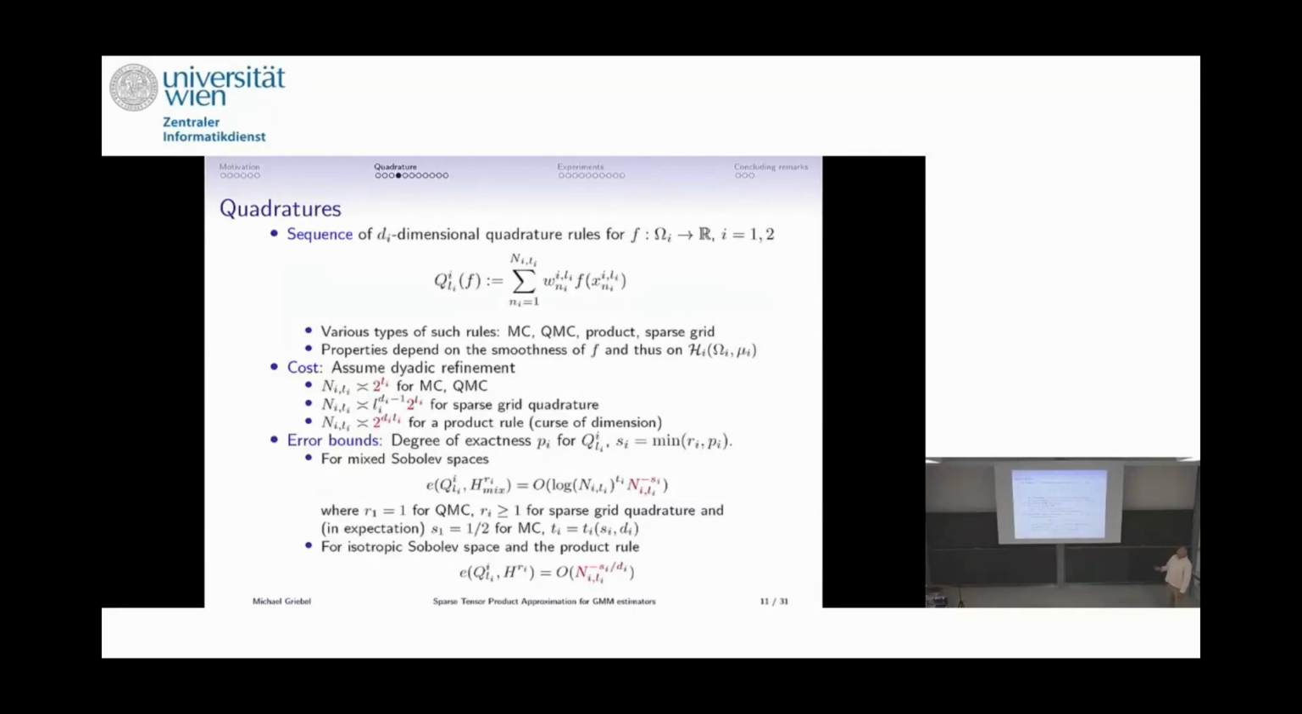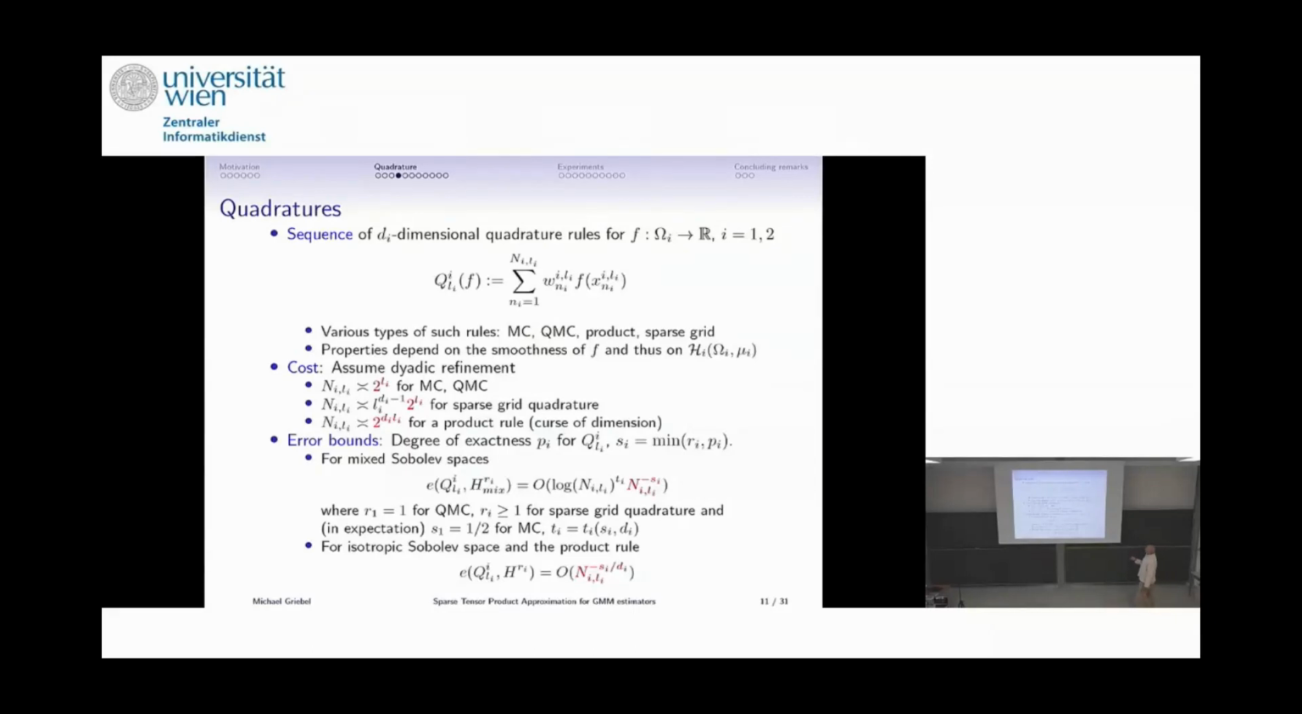Okay, first of all, quadratures on omega 1 and omega 2, the usual sequence of quadratures. The levels are L_i, i is 1 and 2. This is a standard quadrature rule in D1 or in D2 dimensions on the two subdomains. Okay, and there are many rules. Monte Carlo, quasi-Monte Carlo, you can apply product rules, or you can apply sparse grid quadratures on omega 1 and omega 2. And their properties, as I said, depend on the smoothness of the respective integrand and therefore on the underlying space, Hilbert space we want to deal with.